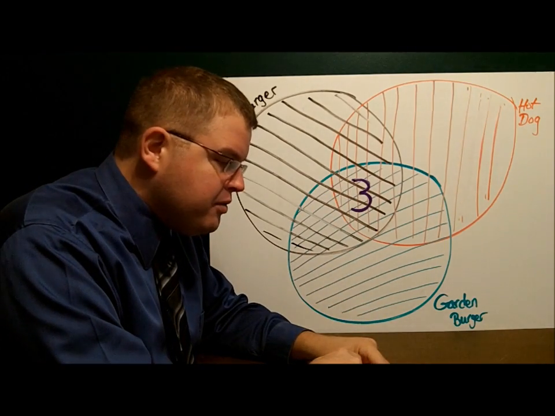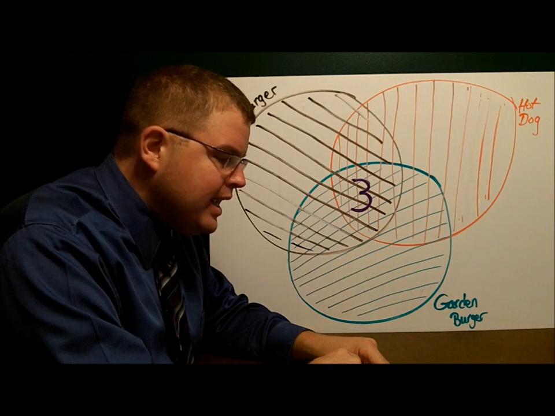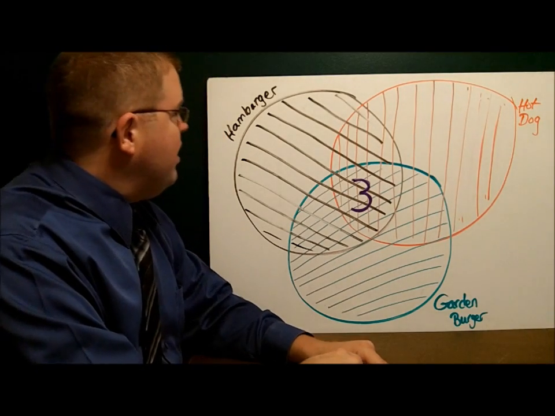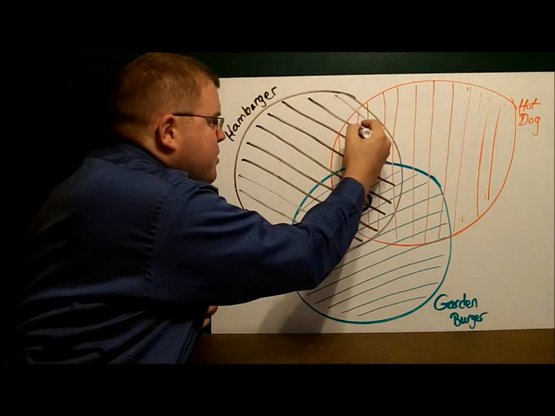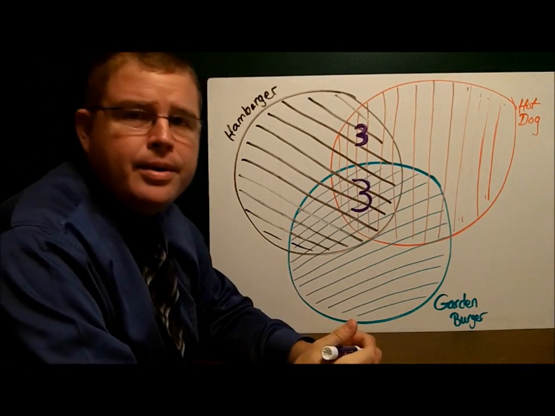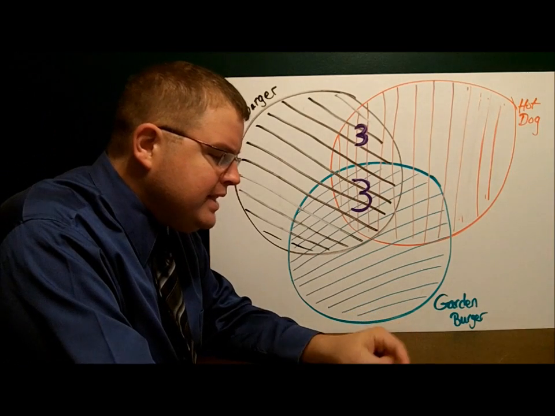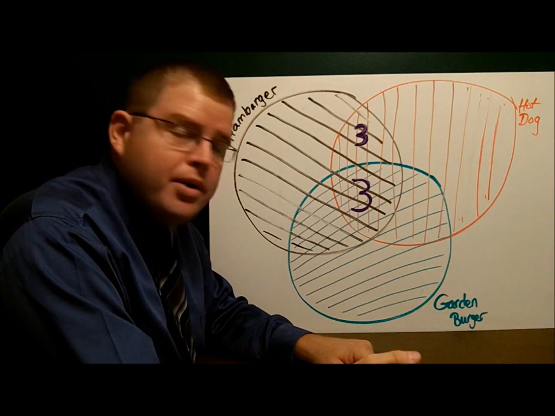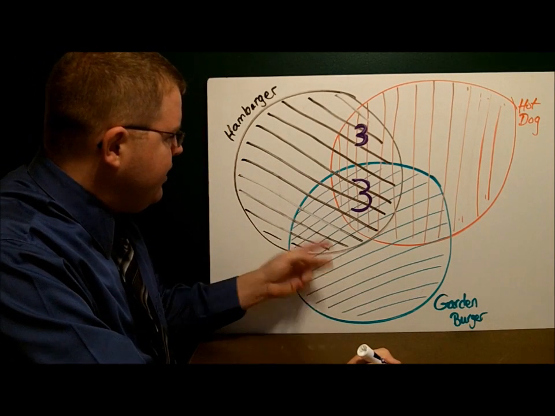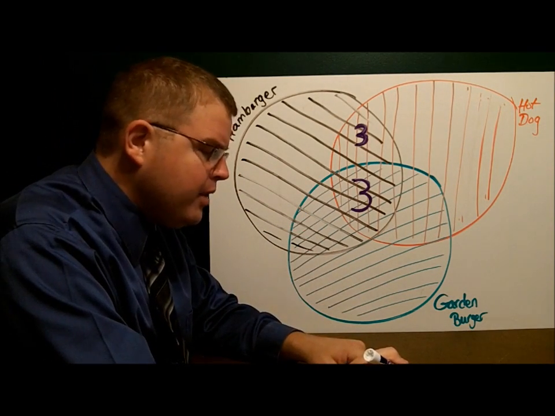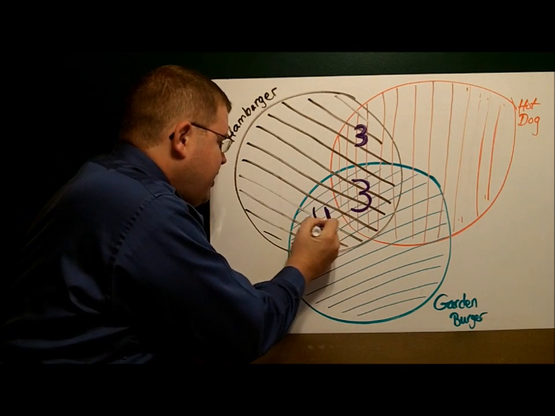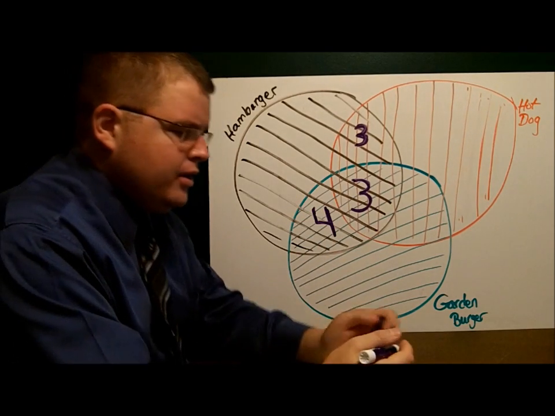The next piece said 3 had only a hot dog and a hamburger. So hot dog and hamburger, it looks like there are 3 in this space here. Those 3 had only a hot dog and a hamburger. The next piece says 4 had only a hamburger and a garden burger. Hamburger is brown, garden burger is green. There are 4 of them, so we'll put them down here in the green and the brown circle.